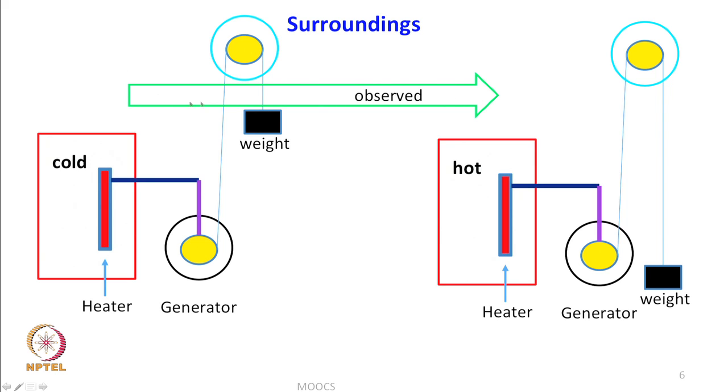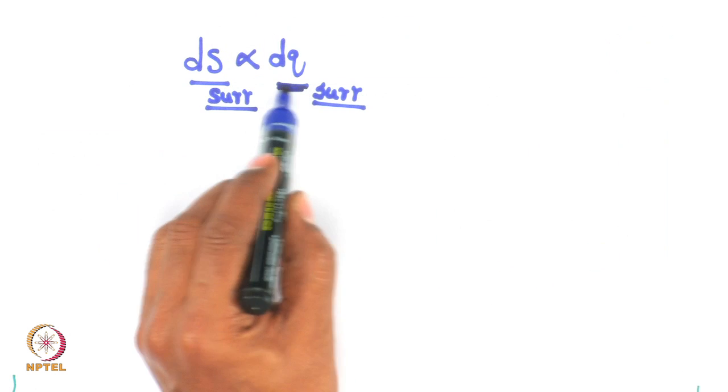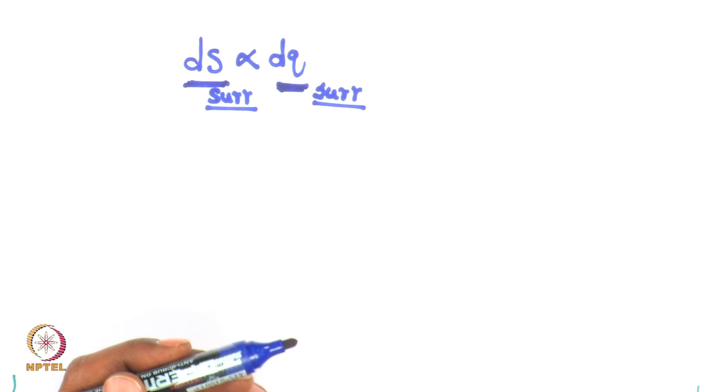So, this transfer of potential energy into electrical energy, and hence heat, is observed. Reverse is not observed because the weight itself will not go up by itself. So, the change in entropy of the surroundings is directly proportional to the amount of heat transferred, because the more current passed, or the more heat transferred, the more generation of disorder in terms of thermal motion of the molecules.